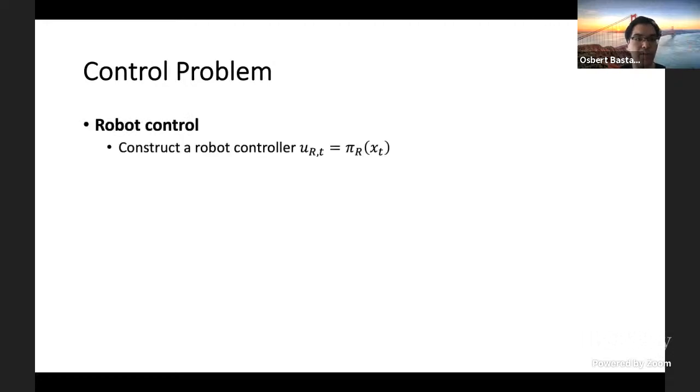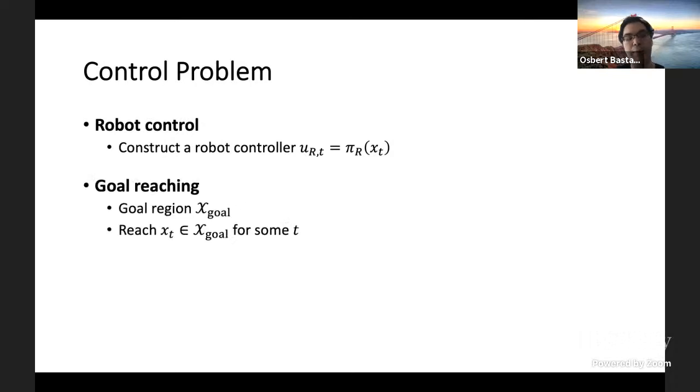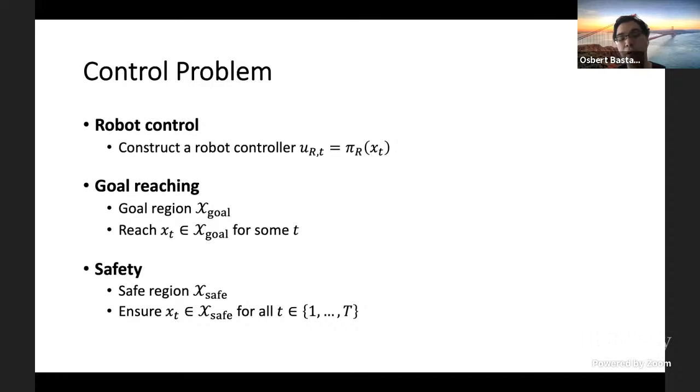Given this general framework, our goal is to construct a robot controller, pi_R, which maps the current state x_t to a robot control input u_R^t. There are two goals. First, we want the controller to reach the goal as quickly as possible. This could just be a goal region, and we want to reach the goal region after some number of steps. But we simultaneously want to ensure safety. So we want to stay inside a safe region, X_safe, for the entire horizon. As I said before, safety is really going to be the first priority here. Our goal is really to try and construct a safe controller.